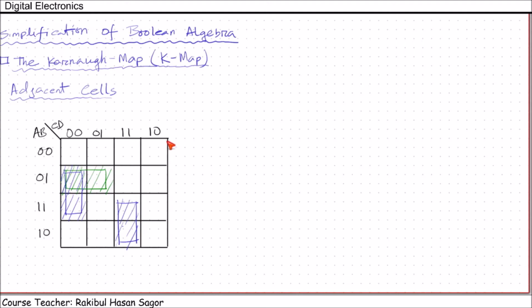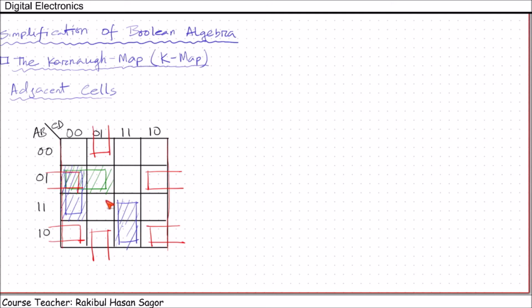If we make a cylinder out of this box, then this line and this line will be connected. So in that fashion, we can say these two cells are also adjacent. These two cells are also adjacent. These two cells are also adjacent. But we cannot have two adjacent cells diagonally. Diagonal rectangles are not considered as adjacent cells.